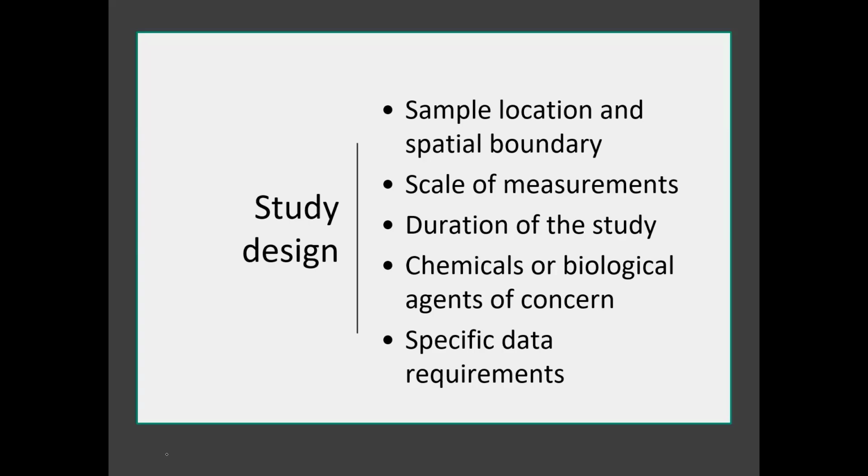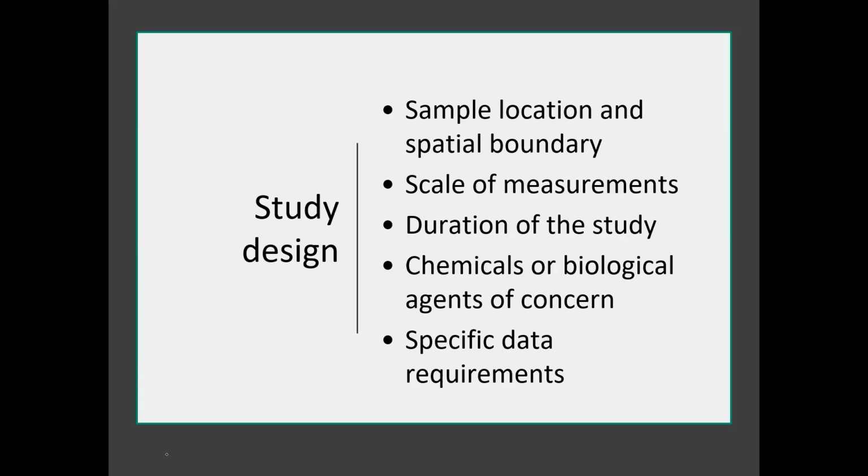What is the scale of the measurements? How many measurements am I going to take? Can I take 3? Is that representative? Do I need to take 100 in order to get a representative sample? How long am I going to sample for? If I sample during the summer, I'm going to get a very different set of results than in September. Correct? Or if I sample over the winter holidays, I'm going to get a very different result than if I sampled in November. So I need to think about the duration of the study.